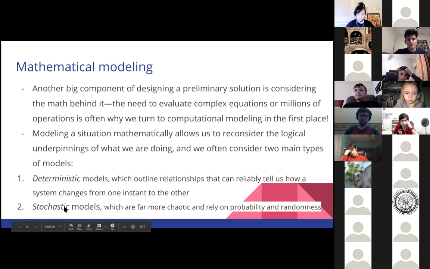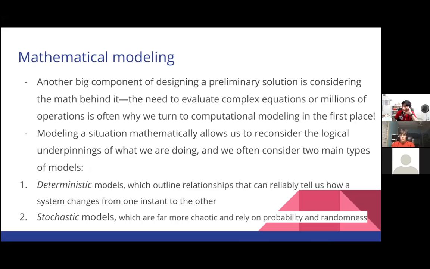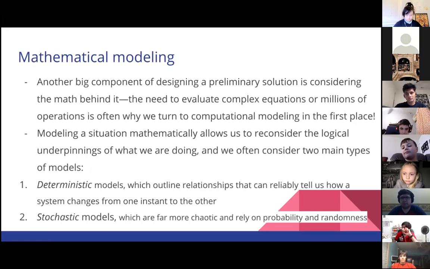So another big component of designing a preliminary solution is considering the math behind it. The need to evaluate complex equations or millions of operations is often why we turn to computational modeling in the first place. Modeling a situation mathematically allows us to reconsider the logic underpinnings of what we're doing, and we often consider 2 main types of models.